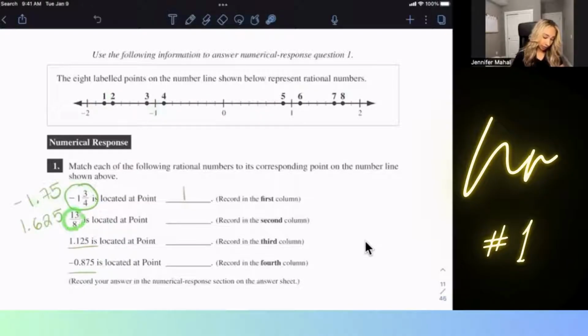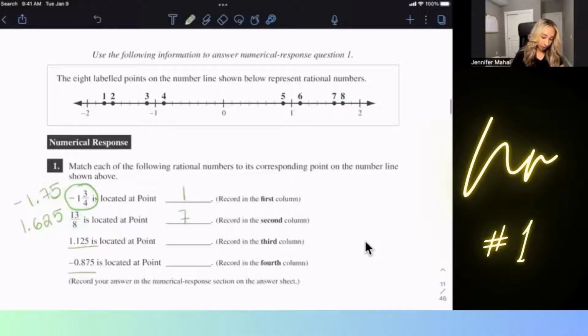The 13/8 or the 1.625, well, that's going to be a positive decimal. So it's going to be sitting on this side of the number line. 1.6 is a little bit past 1.5. So the closest I can get, 0.5 would be here. So the closest I'm going to get is probably going to be 7, to be 1.6.